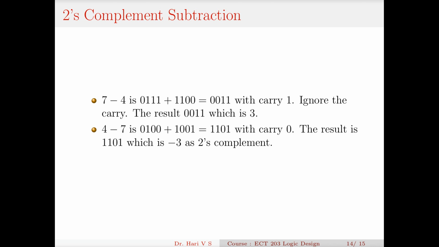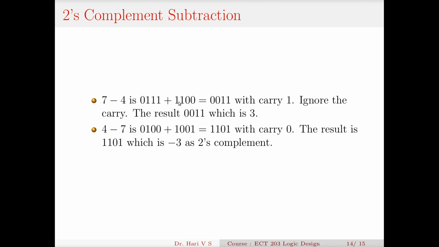Now when I look at the 2's complement subtraction, 7 minus 4: 7 is 0111 because it's a positive number, and minus 4 should be taken in the 2's complement manner. How do I take the 2's complement of minus 4? First bit should be a 1. Then the remaining thing is 100, that should be complemented, that becomes 011. Add 1 to that, it becomes 100.